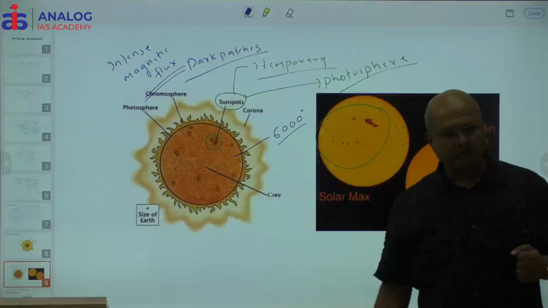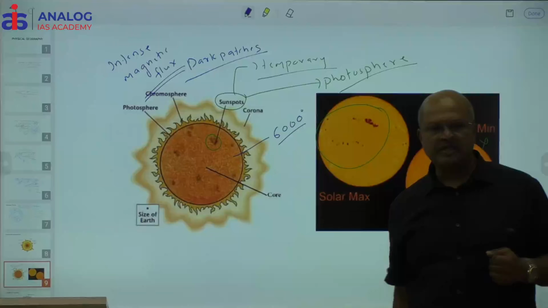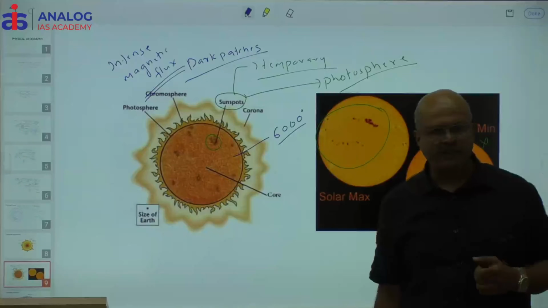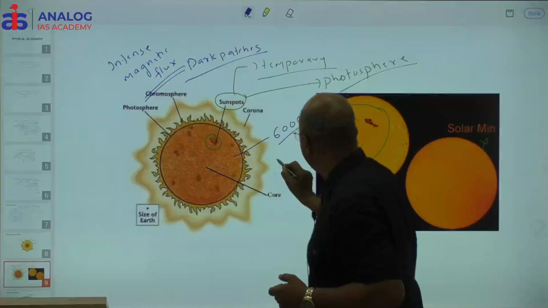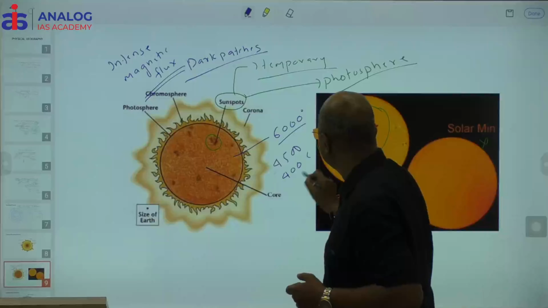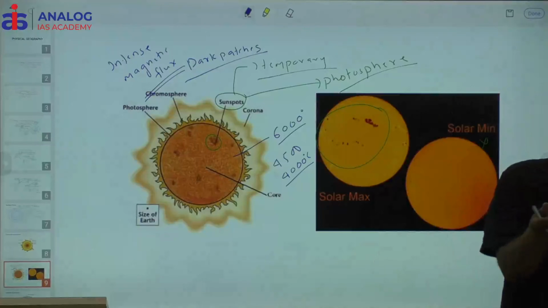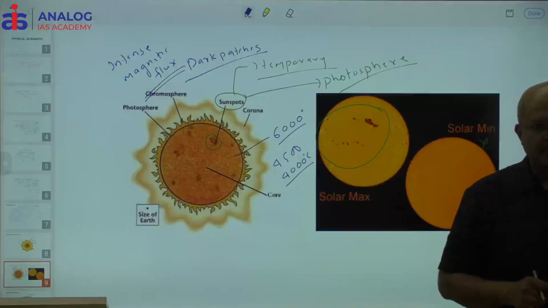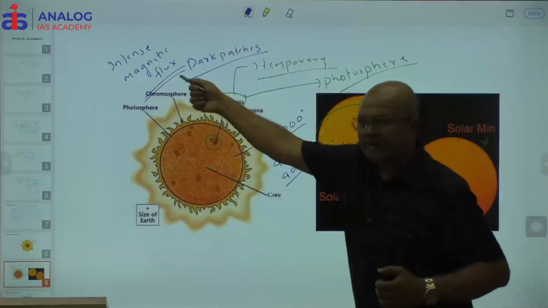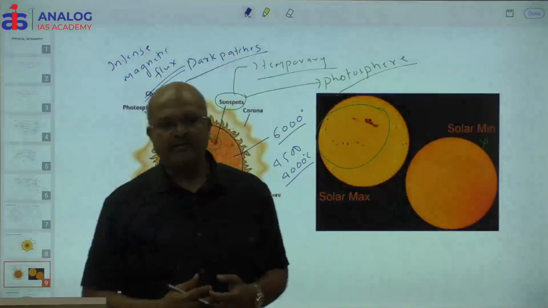Now, if the average temperature of the photosphere is 1000 degrees, then the temperature of the sunspots will be 4000 or 4500 degrees. So compared to other areas, they look like dark parts, black spots, because of intense magnetic flux. Now, why do they resemble black?